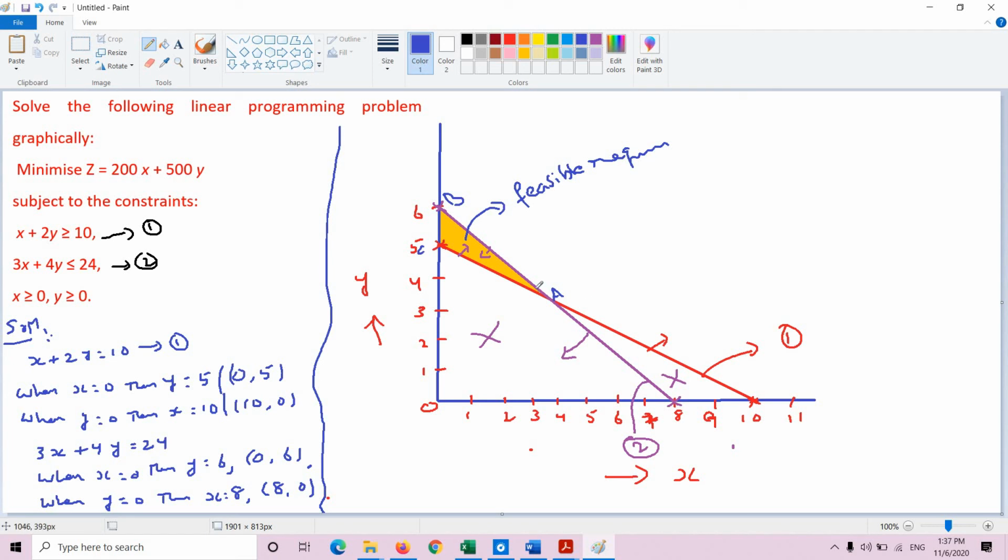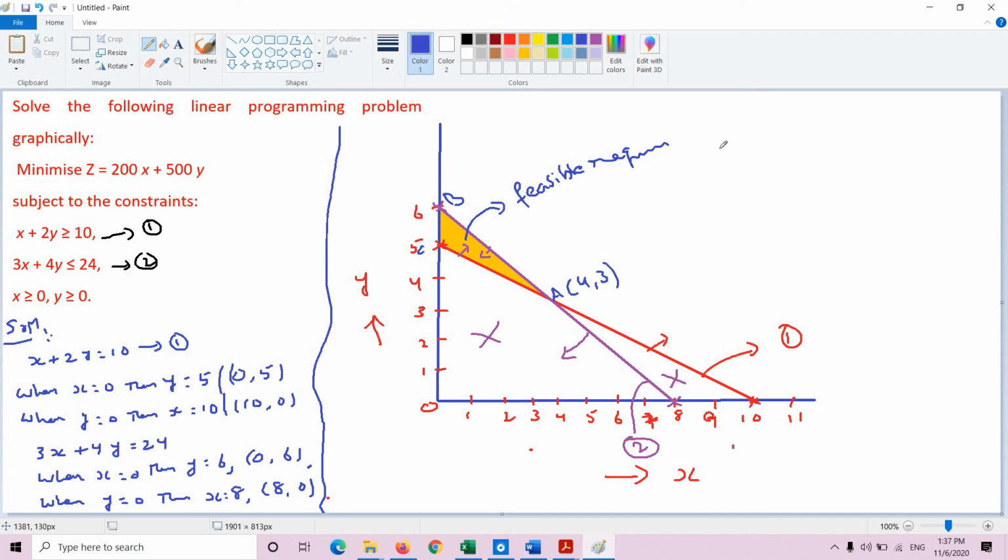A is going to be the intersection of lines 1 and 2. When you solve these 2 equations, x plus 2y equal to 10 and 3x plus 4y equal to 24, you will get x equal to 4 and y equal to 3. For x equal to 4 and y equal to 3, both equations are satisfied. The intersection point is 4, 3. Now I have all 3 vertices A, B, C of the bounded feasible region.